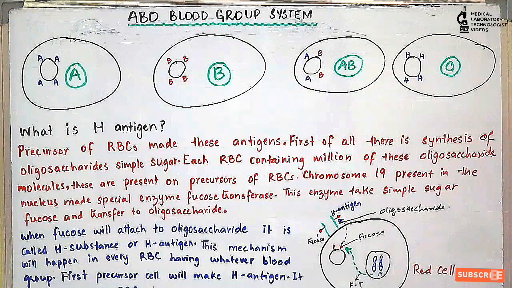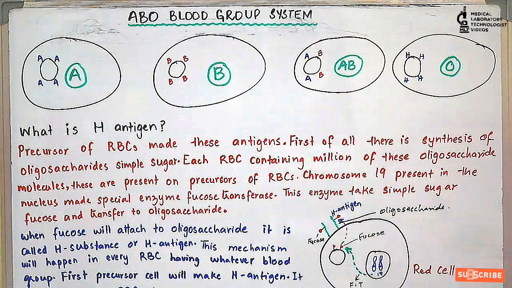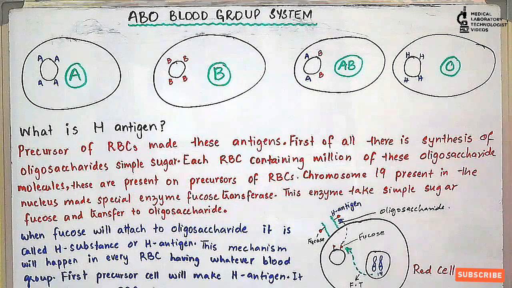Of course there will be no A antigen and no B antigen on their red cells. That's why we call those people O blood group. But still there is an antigen on their red cells. What antigen? That is H antigen, or H substance. So O blood group people also have an antigen, but that antigen is H antigen.